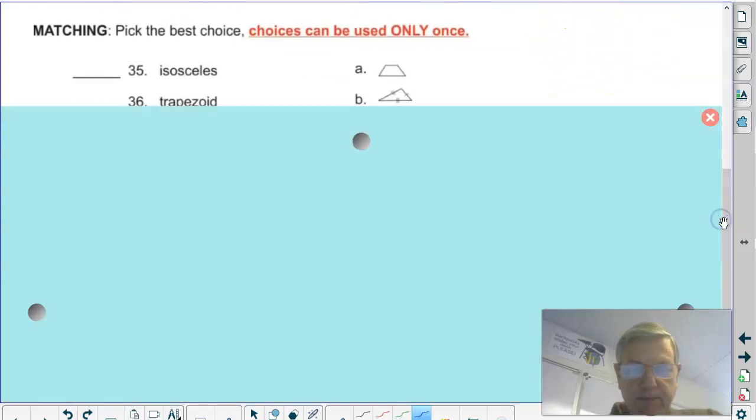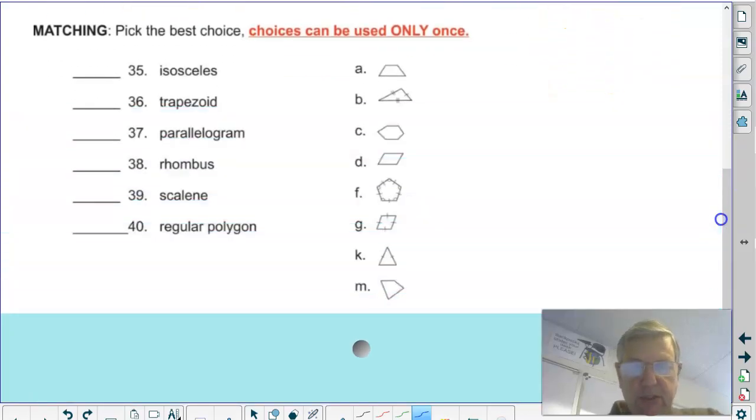Oh, we got a matching. All right, pay attention to matching. Notice choices can only be used once. Okay, so I got to be careful here. Isosceles. Got to know my definitions. This is a polygon with two congruent sides. So a triangle with two congruent sides, that's this one, that's K.